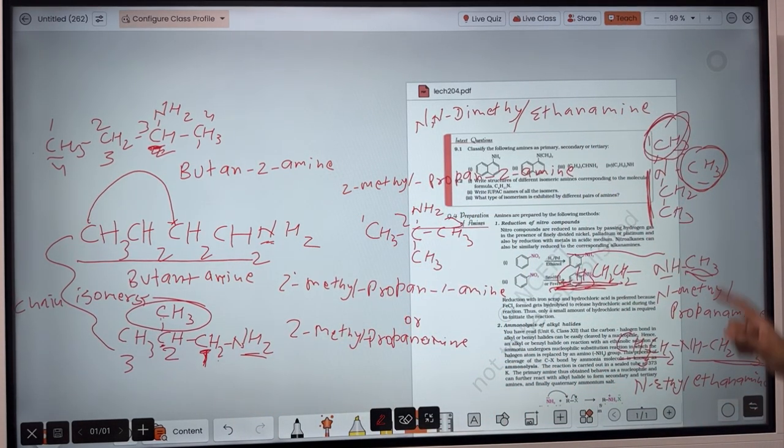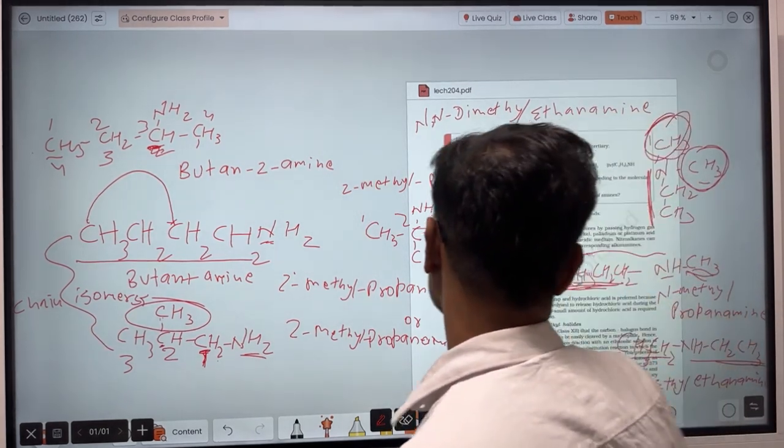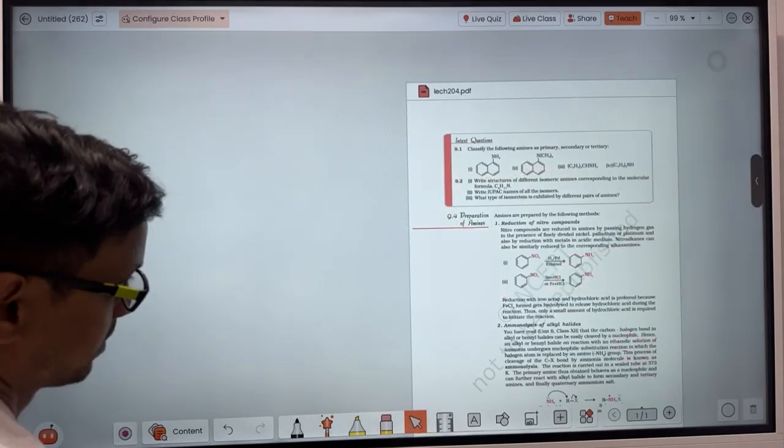Okay. Now let's see about the isomers. This one and this one, which type of isomers are they? Here they are metamers. The length of the chain is different. Okay.